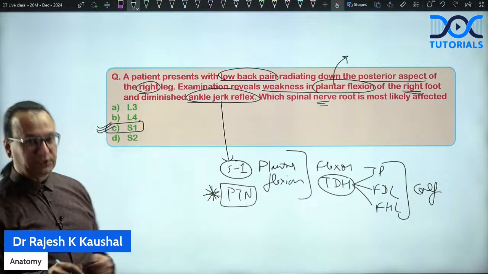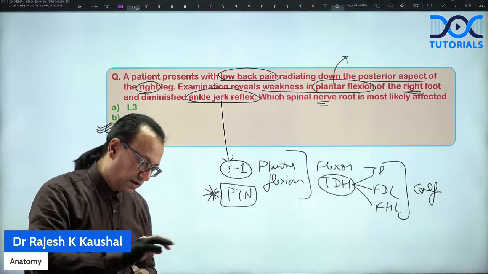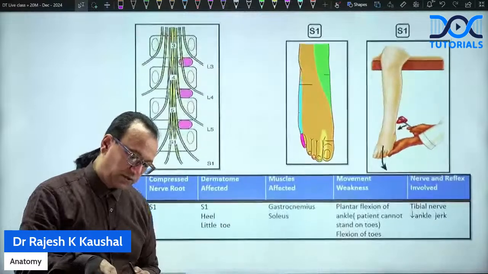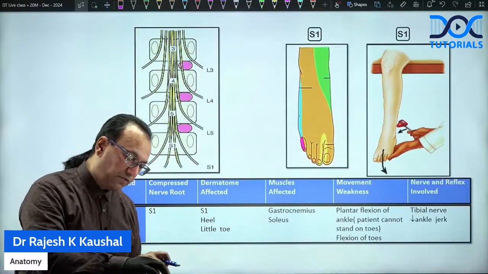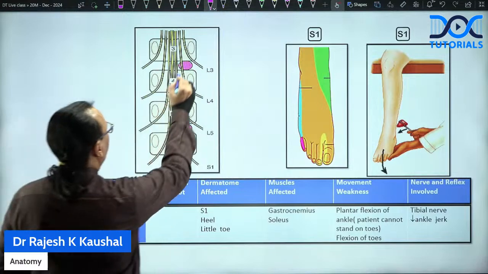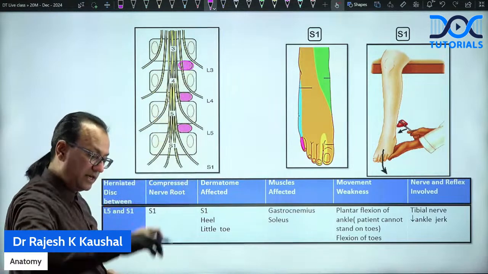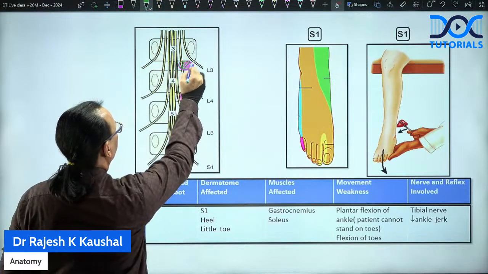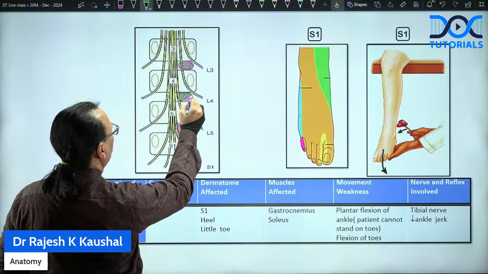But where is the slip disc? That is a question. And for that, you can see this diagram. This is what our patient is. Remember, when we are talking about the slip disc, say this is the slip disc. There is posterolateral herniation of nucleus pulposus.